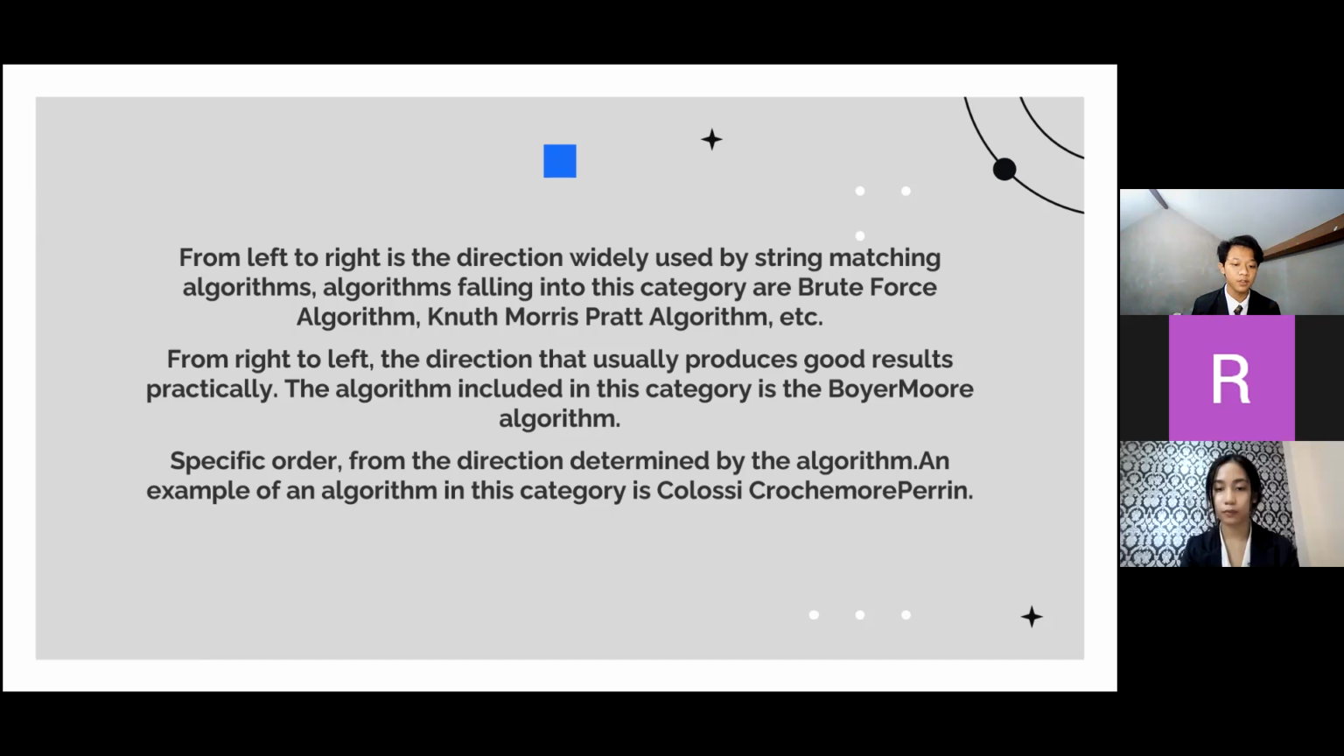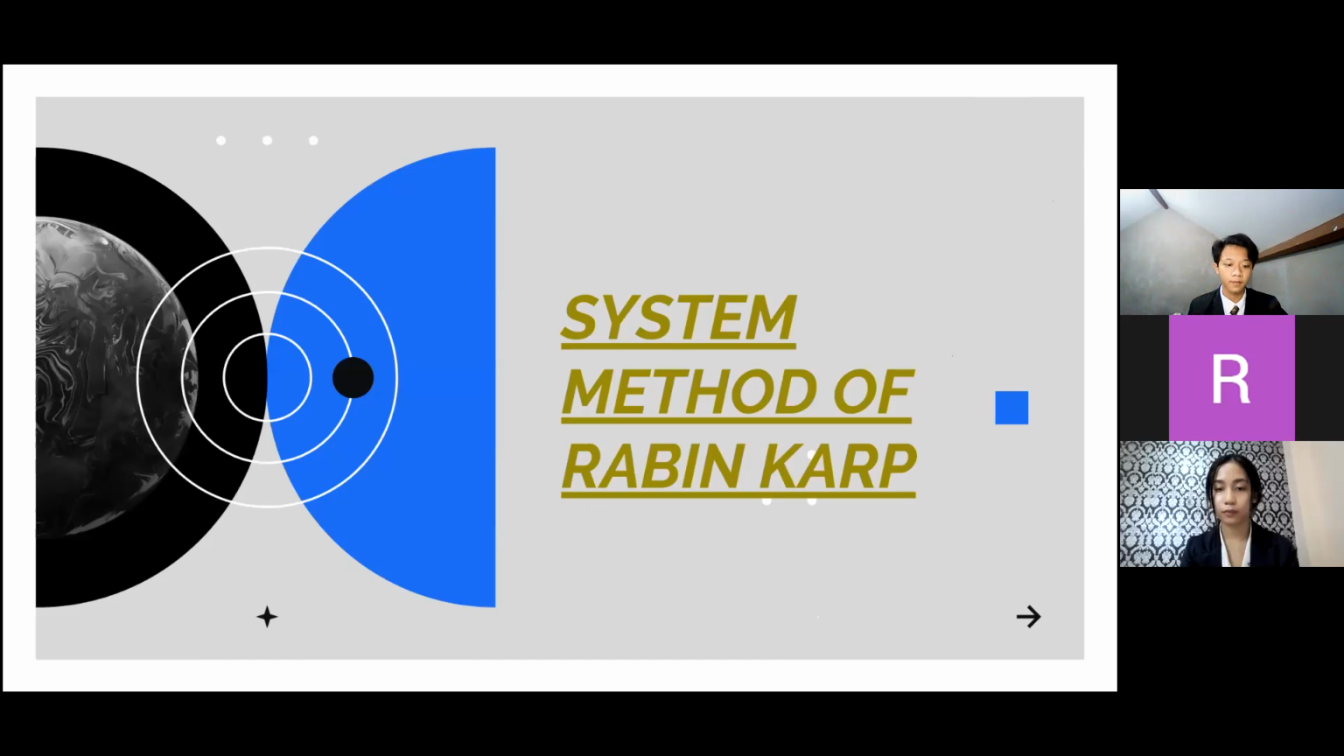The third is specific order, where the direction is determined by the algorithm. Examples of algorithms in this category are Colussi, Roch-Chemore, Perrin.